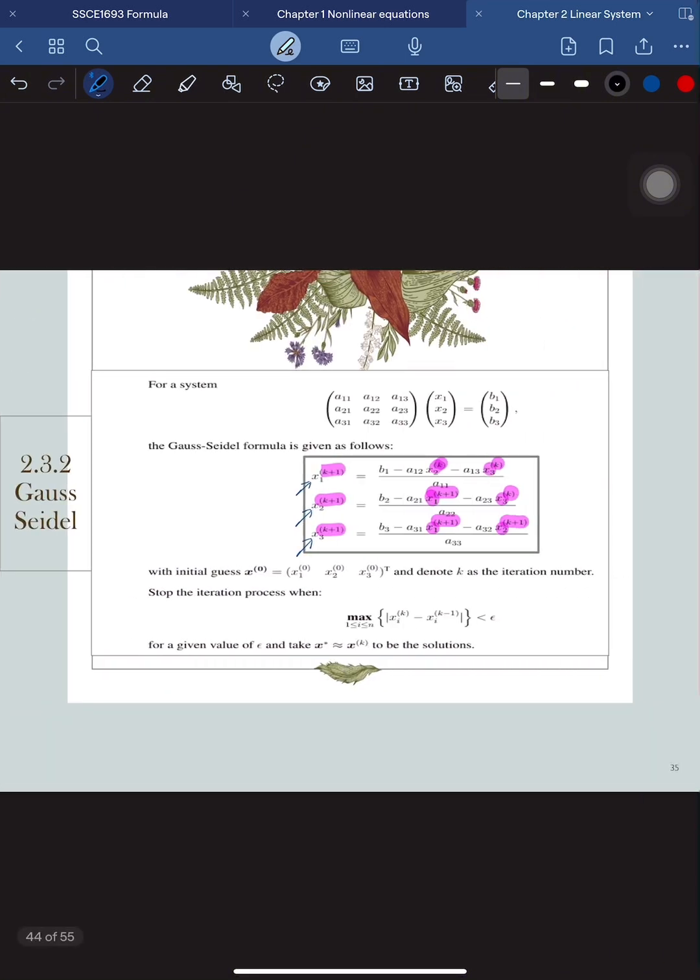Right. So now for the Gauss-Seidel. Gauss-Seidel is similar to the steps in the Jacobi method, but for the Gauss-Seidel, you need the new value. If you have the new value, then it depends on the new value.